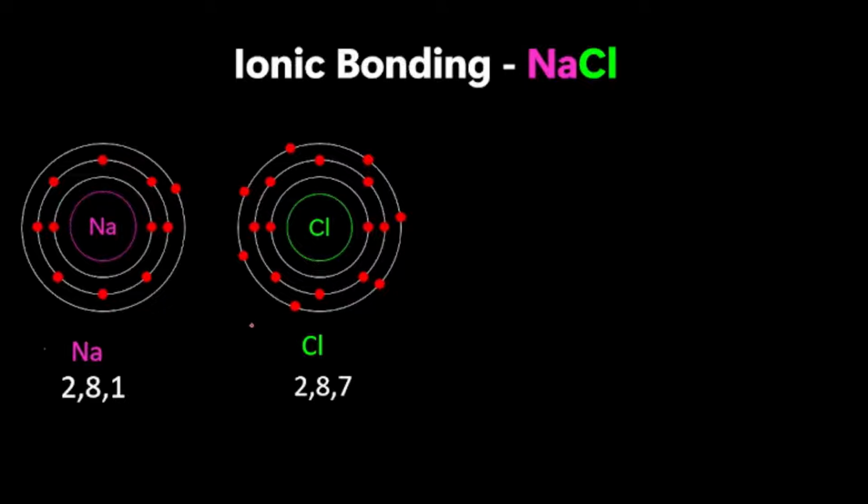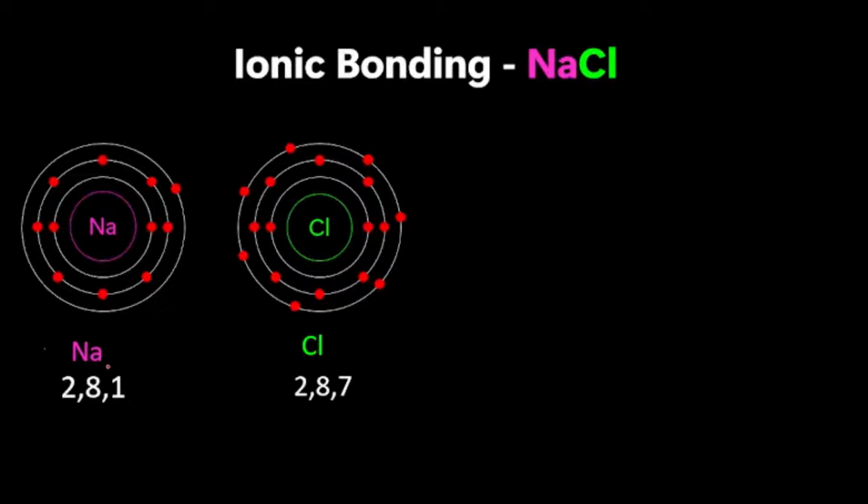Now, according to octet rule, every atom tries to attain stability by achieving octet in their valence shell. That we have already learned in the previous videos. So here, the sodium and chlorine atoms also try to attain stability. Then how can they do so?